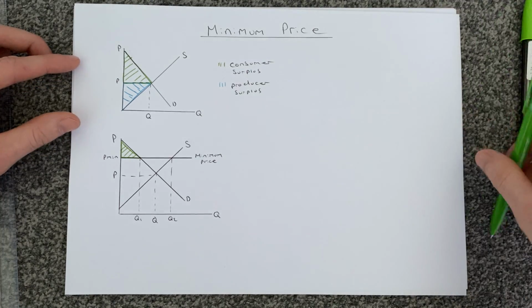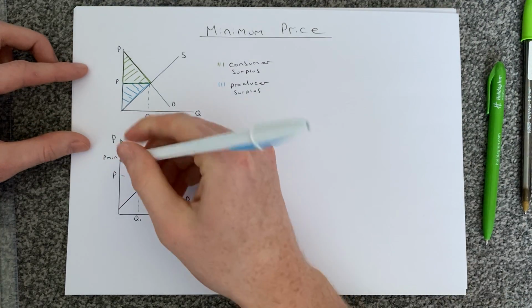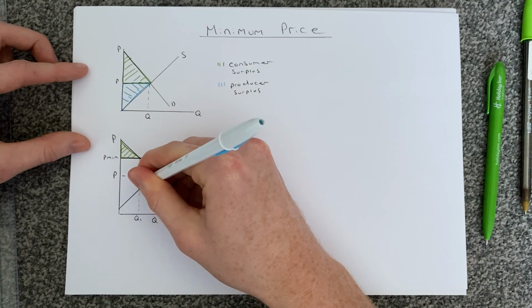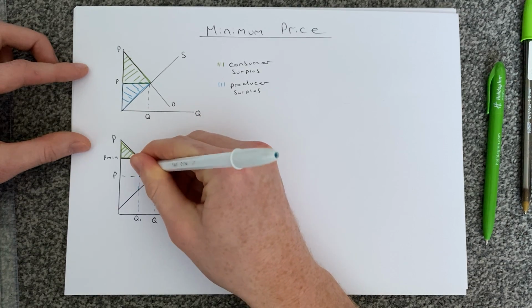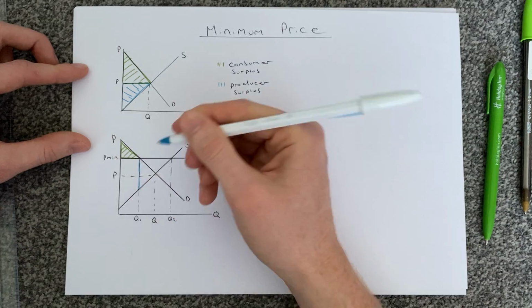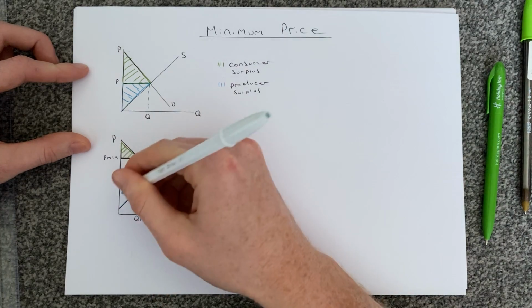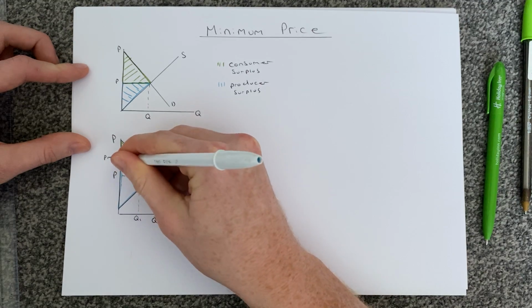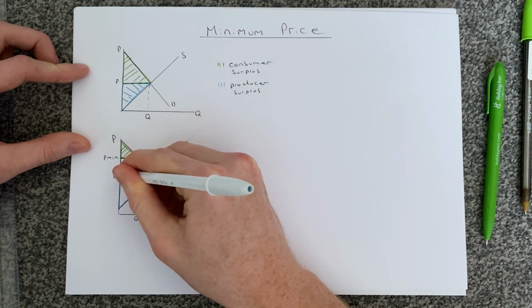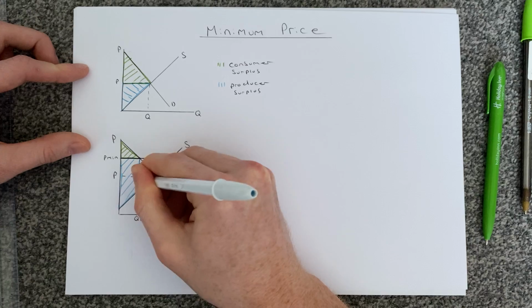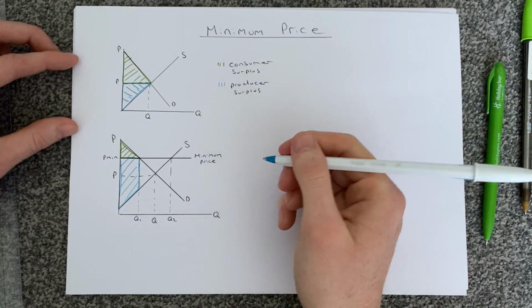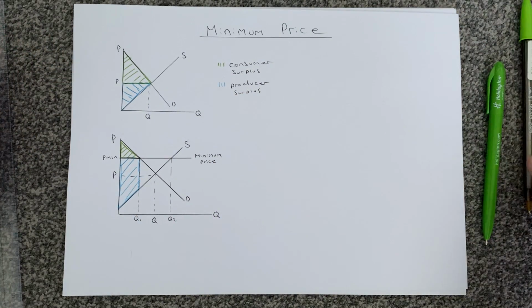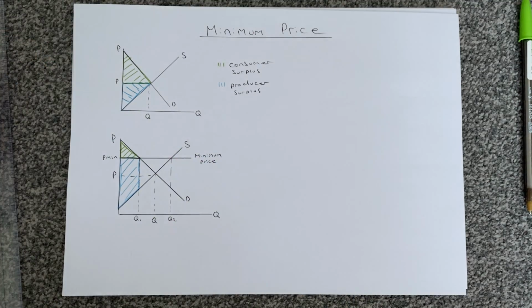Right, so let's have a look at producer surplus, and we're going to highlight this in blue. So actually what we're going to do is go vertically down Q1, and then go down to the y-axis and then go back up and across, and then we're going to hatch in that area there. Okay, so this blue area that I've just put in is the producer surplus.